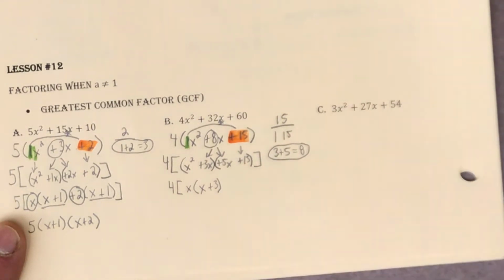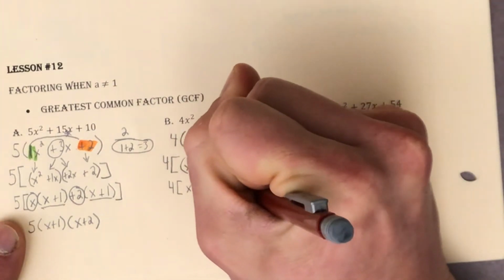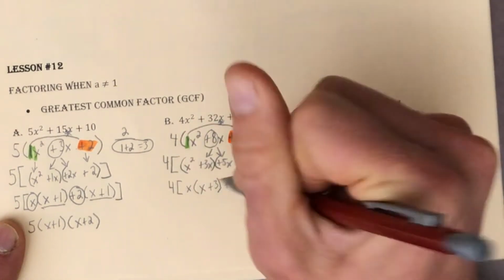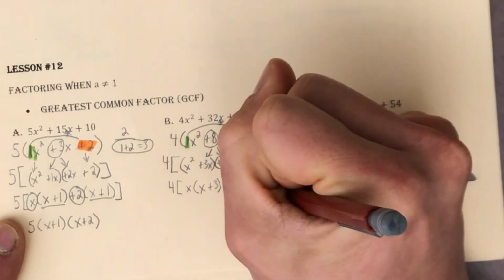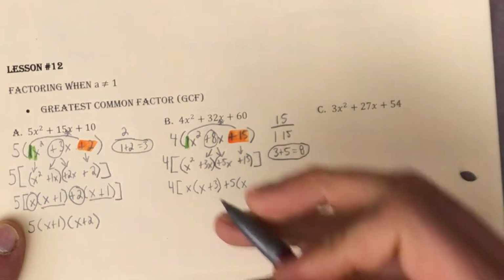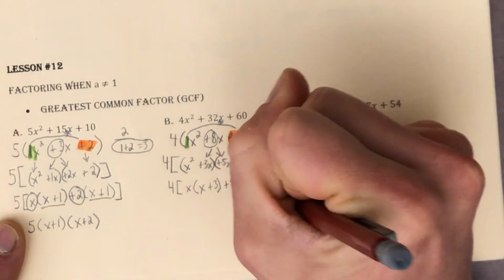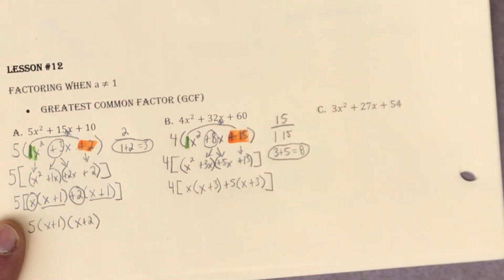Well, not x's in both of them, but there is multiples of 5, so positive 5 is my greatest common factor. Well, what did I multiply positive 5 by to get to positive 5x? Well, that would be x. What did I multiply positive 5 by to get to positive 15? Well, that would be positive 3. End of that grouping, end of my brackets.